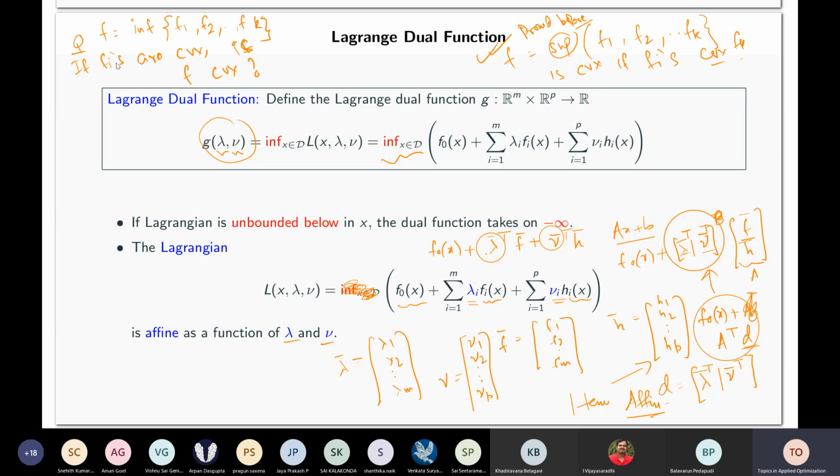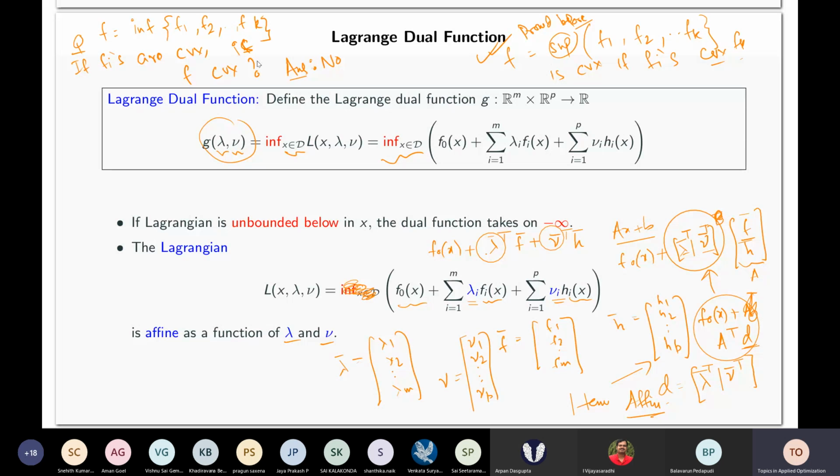Now what about this one? If the fi's are convex, is the infimum convex? No, sir. Unless D is itself convex. Unless D, what do you mean by D here? The domain? X belongs to D. Yeah. Okay, so the answer is correct. So it's not in general. The answer is no.